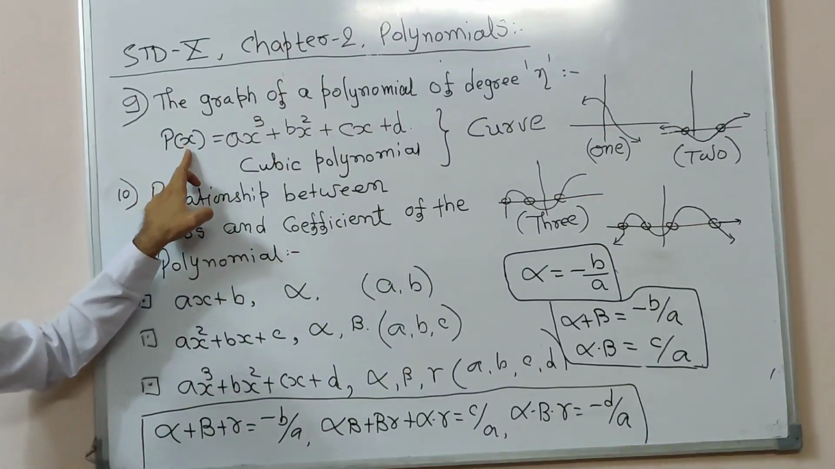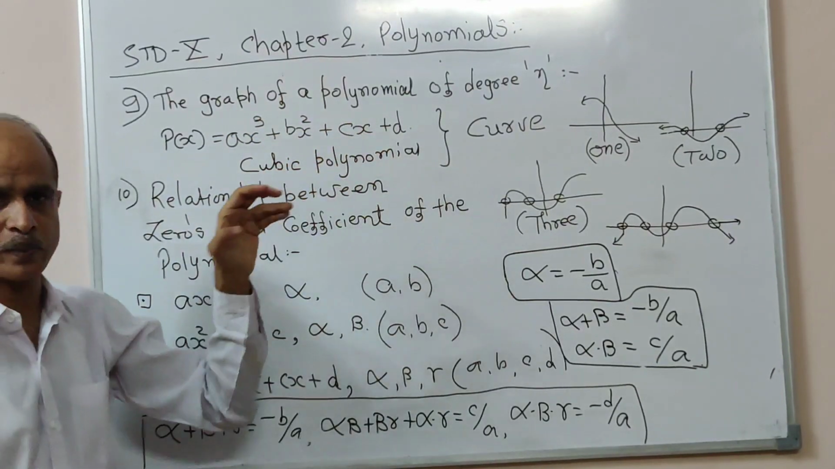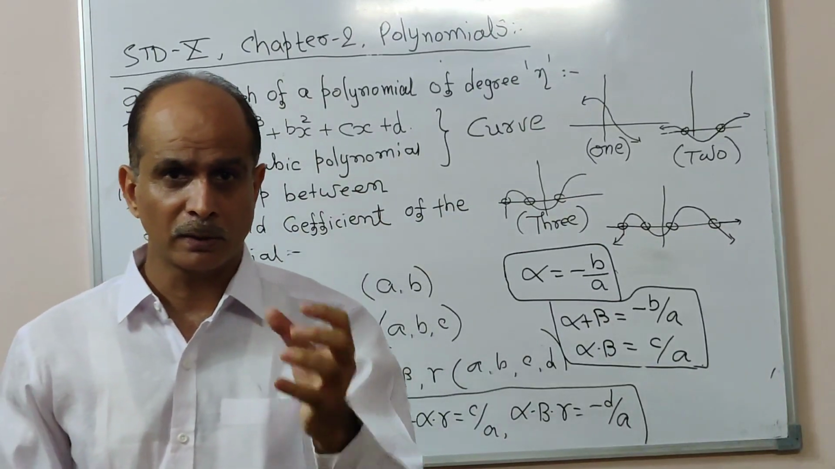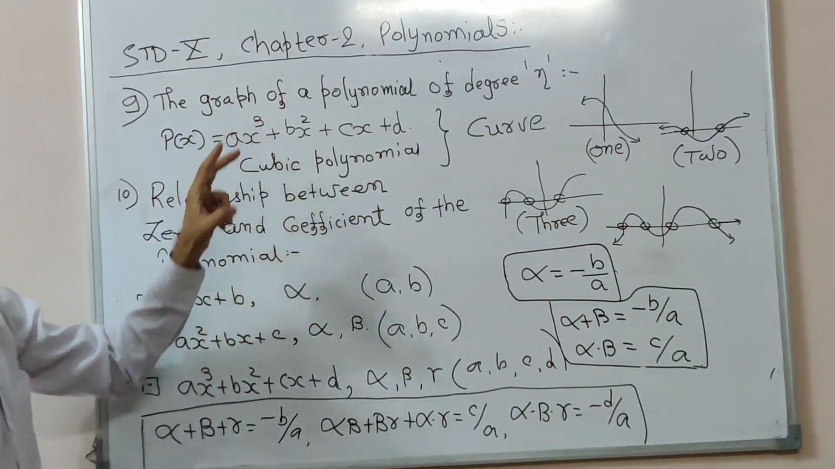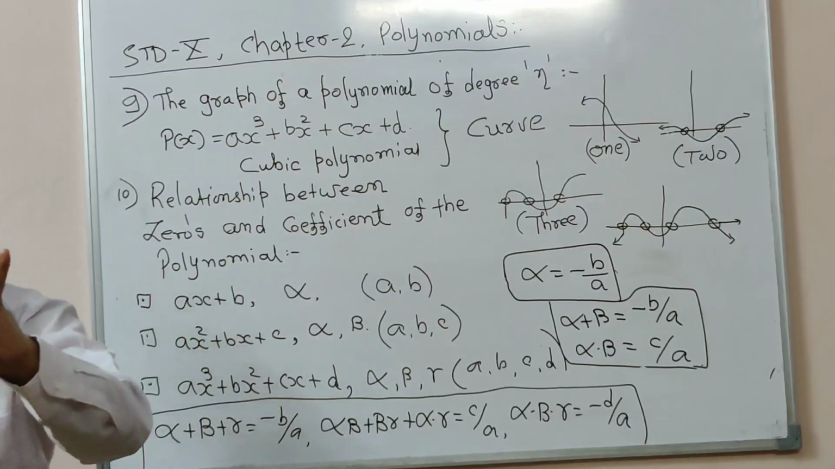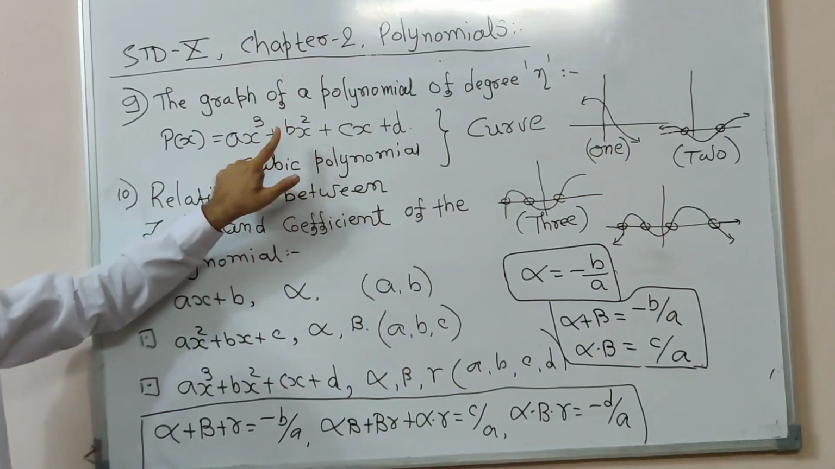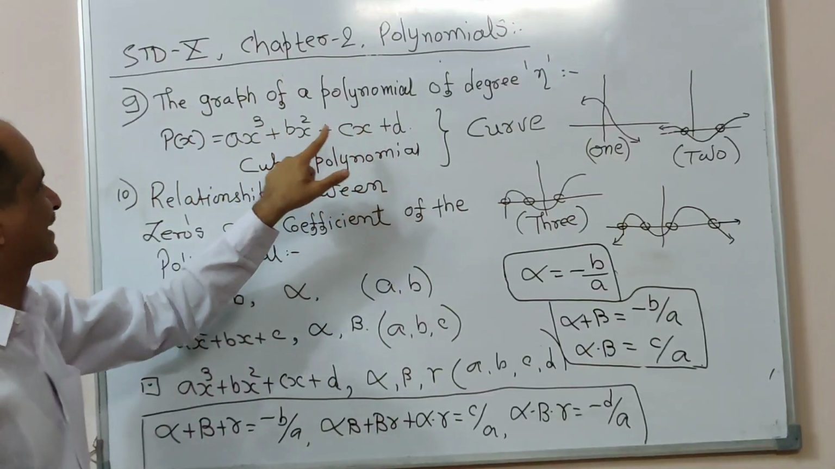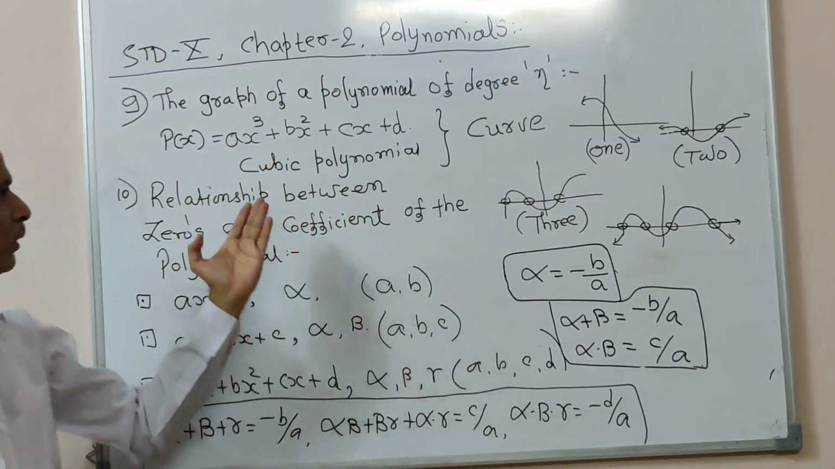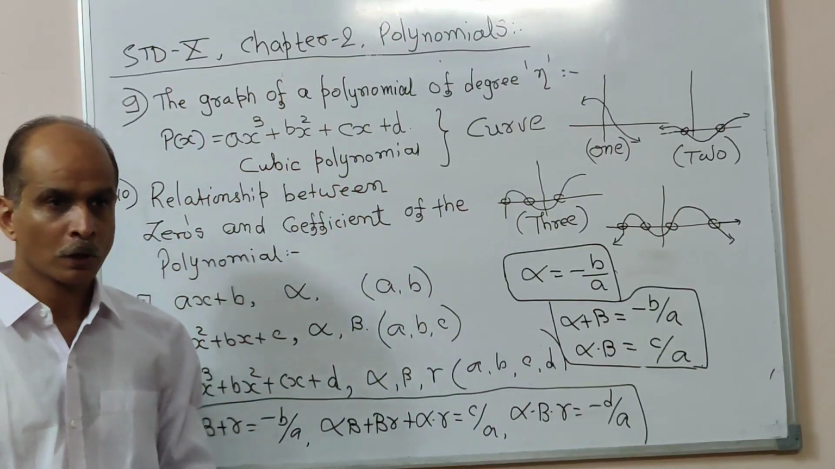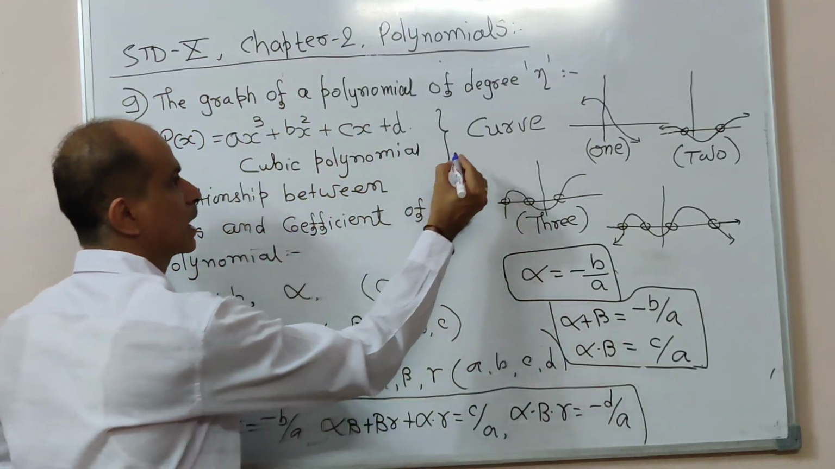So p(x) is equal to ax cube plus bx square plus cx plus d, which is the general form of a cubic polynomial, as the degree of this polynomial is 3. Here there are 4 coefficients. The coefficient of x cube is a, the coefficient of x square is b, the coefficient of x is c, and the constant coefficient is d. You know, it is known as what? Cubic polynomial. So if you observe the graph of a cubic polynomial, it is always a curve.